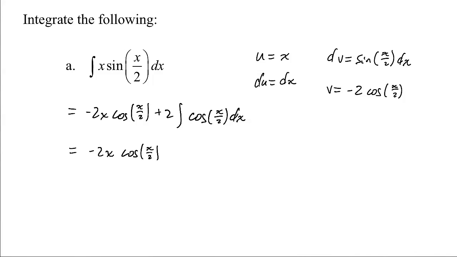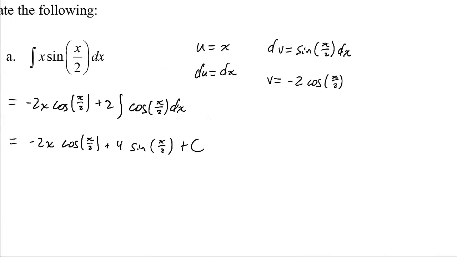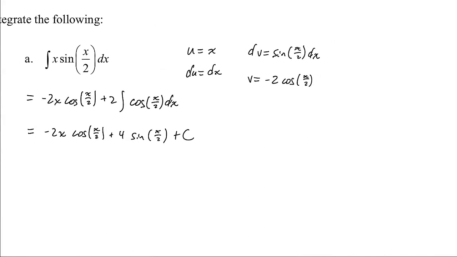Let's see, the antiderivative of cosine is sine. I would have to multiply by another 2, so plus 4 sine of x over 2, and plus c since I have an indefinite integral. And that's it. That's all there is to this problem. So the shortcut way is called the tabular method. This will only work in certain situations.